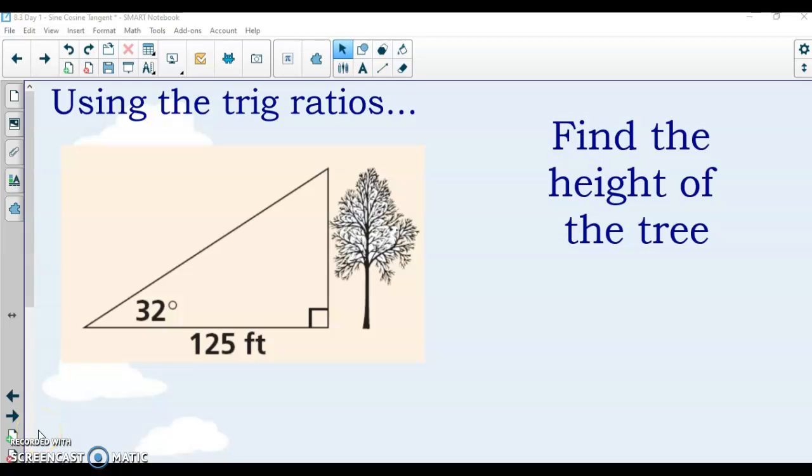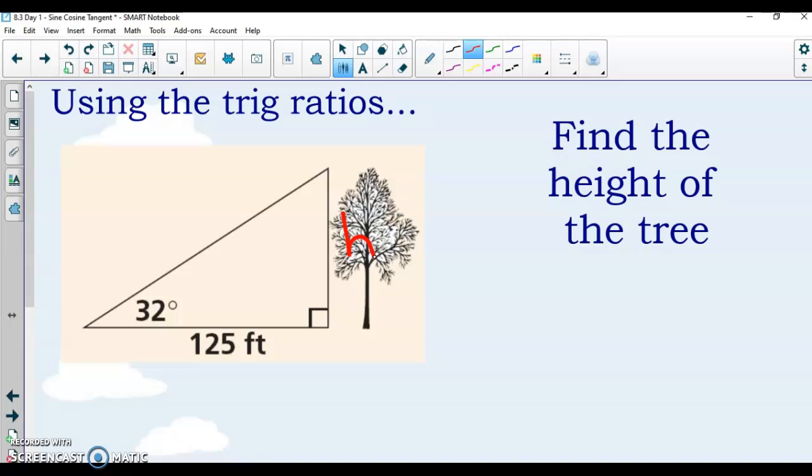In this video, we will talk about how to solve for missing side lengths using trigonometry. I'm going to go through two examples with you today. Here's our first one, and we are being asked to find the height of the tree. If it helps you, I'm going to put a variable on the side length where our tree is located. I could use x, but since we're talking height here, I'm going to use an h.